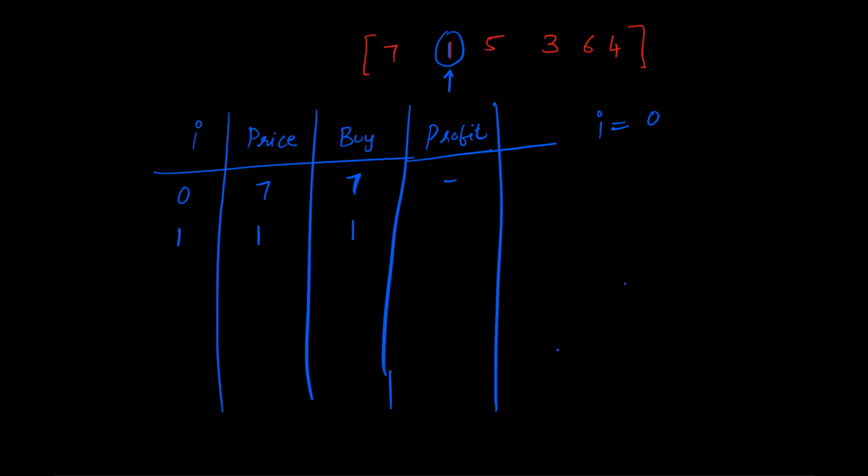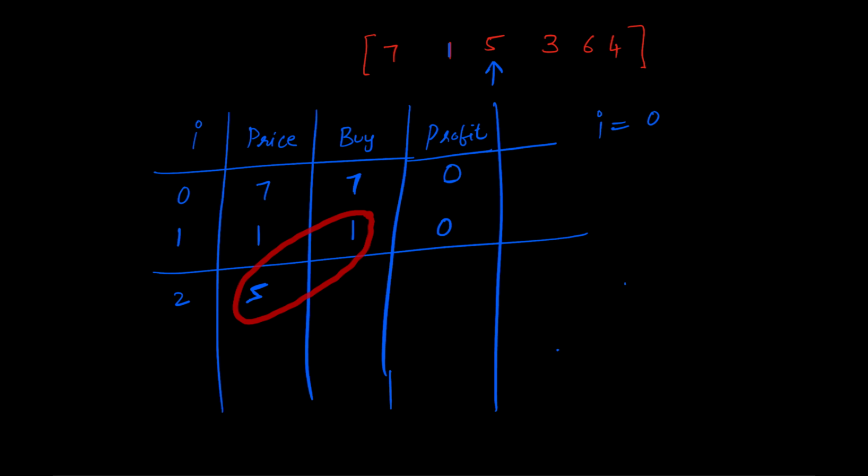And if we were to sell the stock on day 1, that is for value 1, and buy it for 7, the profit is going to be negative 6, which is less than 0. So we'll ignore it. For the next run, the i is 2, the stock price is 5. To calculate the minimum buy between 1 and 5, 1 is minimum, so we don't need to buy the stock for price 5. So we'll keep 1 as is, and then we'll calculate the profit based on the difference between bought at 1 and sold at 5.